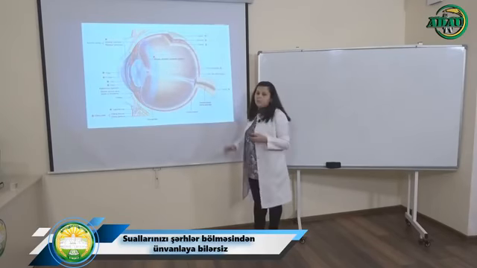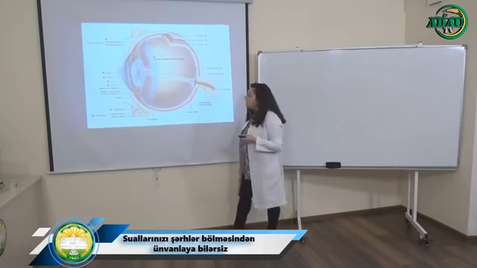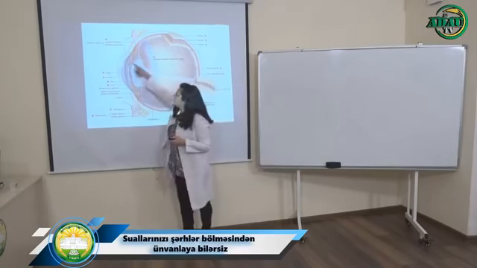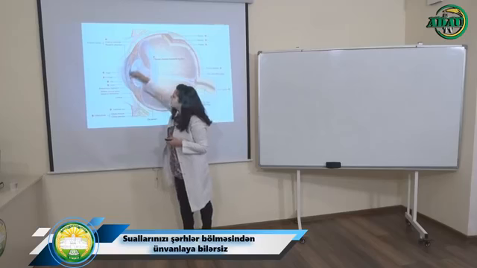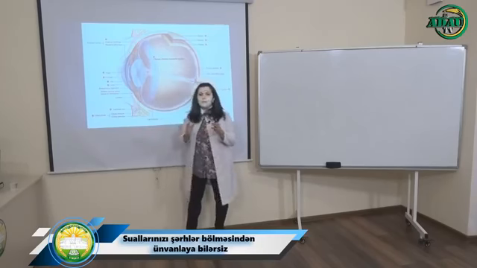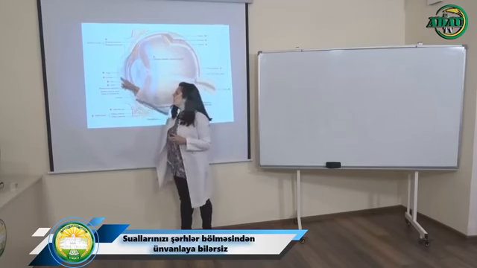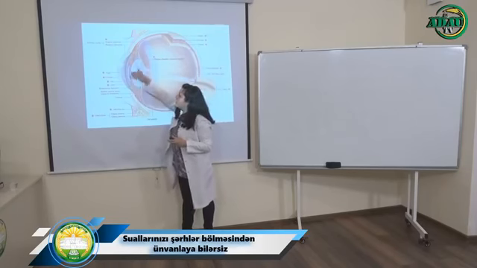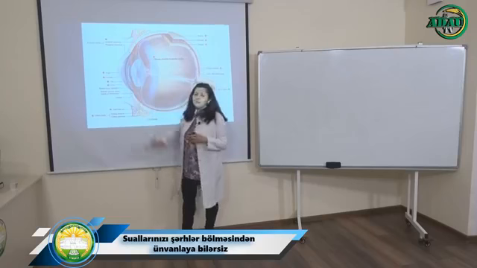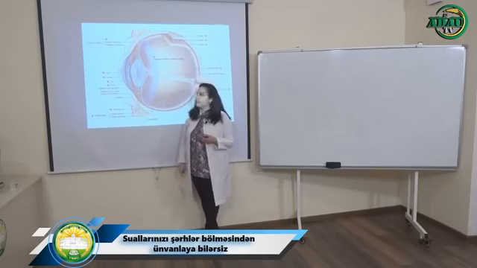The internal part of the eyeball consists of three main chambers. The first chamber is the anterior chamber. So this part is the anterior chamber. The anterior chamber is the space, the region between the cornea and iris. So here we have cornea and iris. This small space is called the anterior chamber, camera anterior.